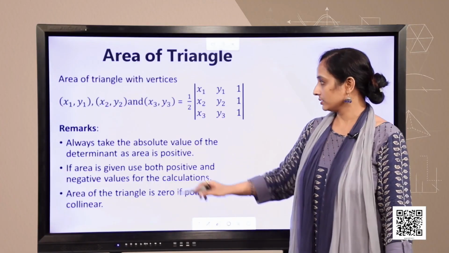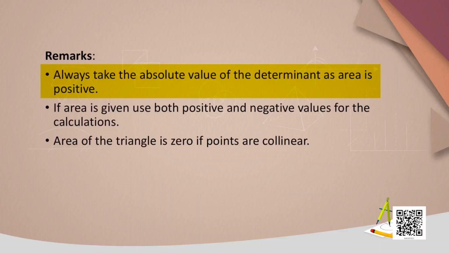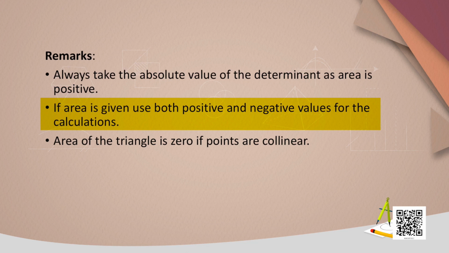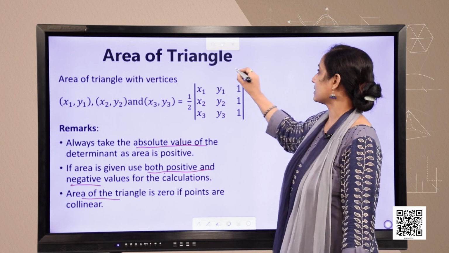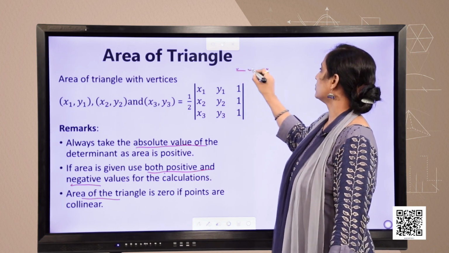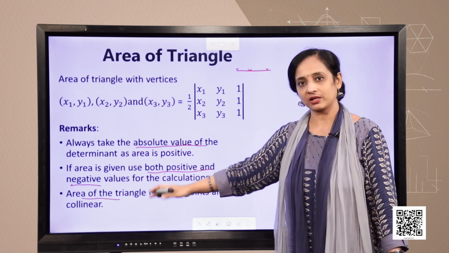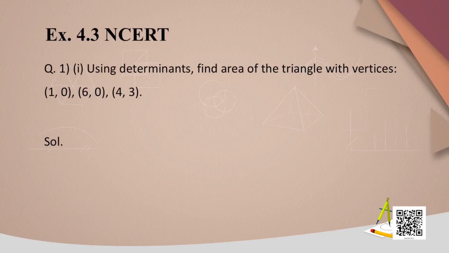So two remarks are there. Always take the absolute value of the determinant. Why? Because area is always a positive quantity. If area is given to you for the question or calculation sake, you can use both positive and negative values so that both the answers can be given. And last is area of the triangle is 0 if points are collinear. Obviously, if 3 points are collinear, then no triangle is made. In fact, the line becomes a single line.